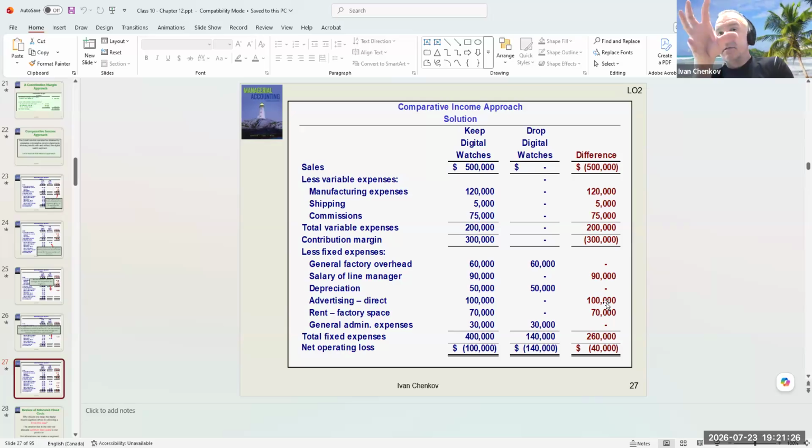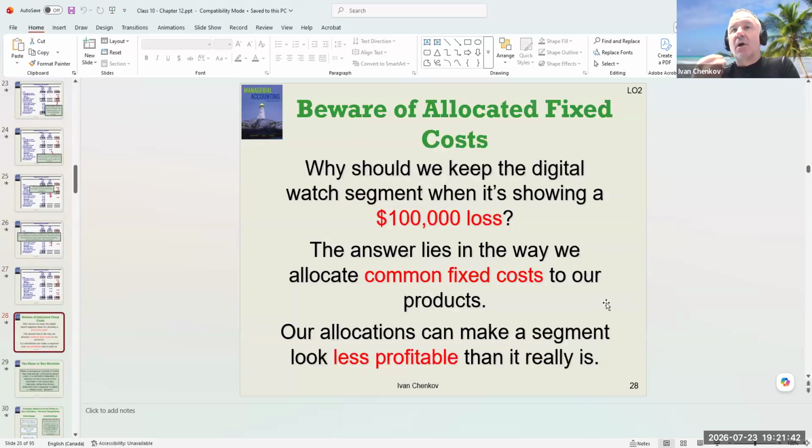Once I'm allocating this cost, which I shouldn't be allocating, I'm losing 100,000. If I drop the division, my loss is going to jump to 140,000. So why is that the problem? Because common costs are allocated to a segment, which they shouldn't be.